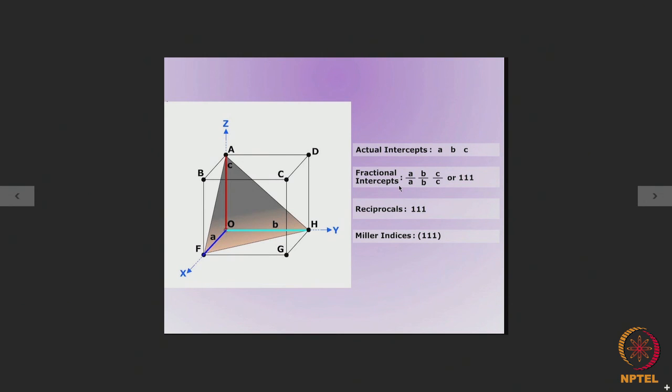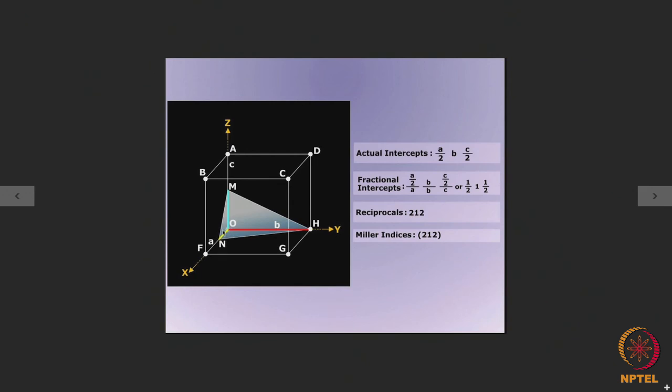So, what are the fractional intercepts? We will divide the actual intercepts by the relevant lattice parameters. The relevant lattice parameters, say over here, are a, b and c. So, what we do? We divide the actual intercepts by a, b by b, c by c, and it becomes 1 1 1. Now, we take the reciprocal, it remains the same as 1 1 1. We put these numbers within a first bracket. So, these become the Miller indices for the plane AFH.